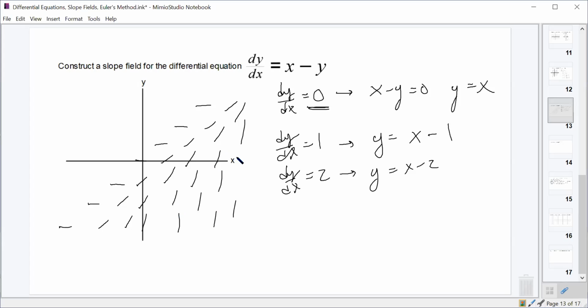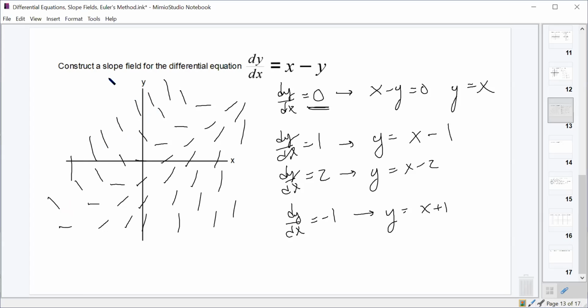And as we continue down, these are just going to get steeper as we go. You can pretend that I've done that really nicely at a bunch of points, but I didn't. What about the other direction? dy dx equals -1. That would give us y equals x plus 1. So anywhere along that line, y equals x plus 1, we should have slopes that are -1. And the next one should be -2, so they should just get a little steeper, a little steeper, and a little steeper.